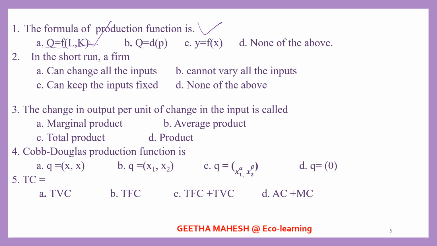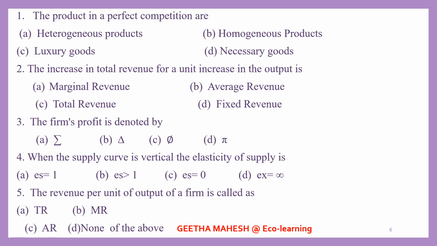In the short run, a firm cannot vary all inputs. Change in output per unit of change in input is called marginal product. Cobb-Douglas production function is Q equals x1 alpha x2 beta. TC equals TFC plus TVC. Product in perfect competition is homogeneous product.